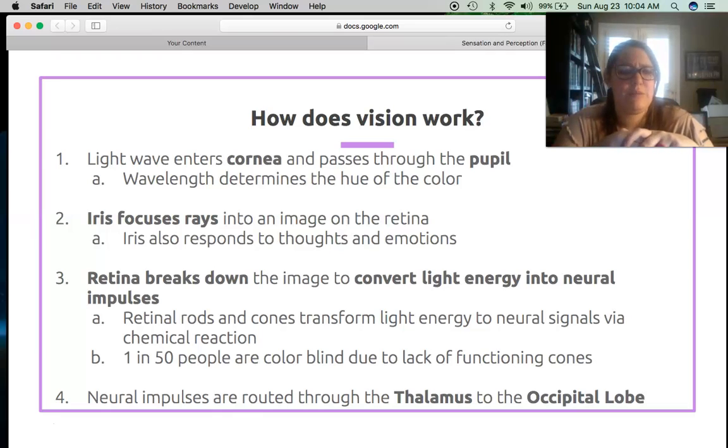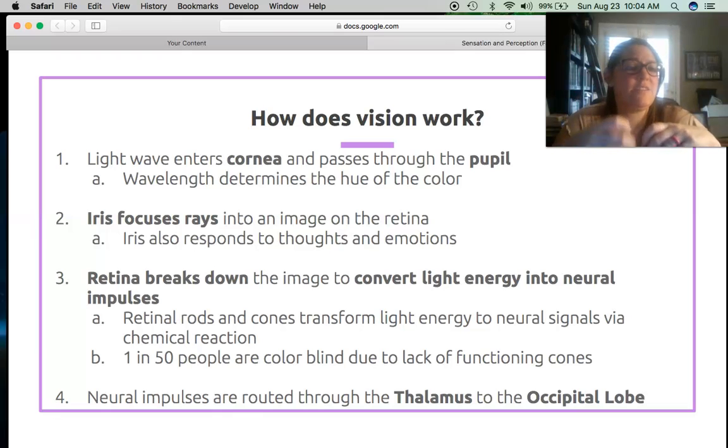And about 1 in 50 people are colorblind due to the lack of functioning cones. So when we say color blindness, typically we see this with reds and blues or reds and greens, where we may not be able to differentiate them, or they may be more muted. So you won't be able to tell the difference between like a maroon color and a pink. It's all going to be the same muddy shade of red.